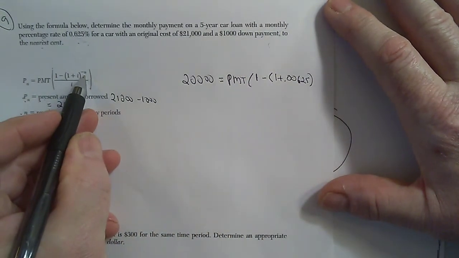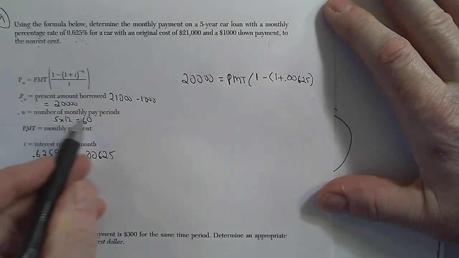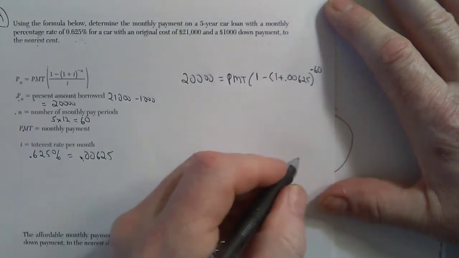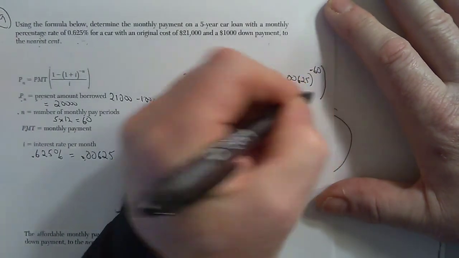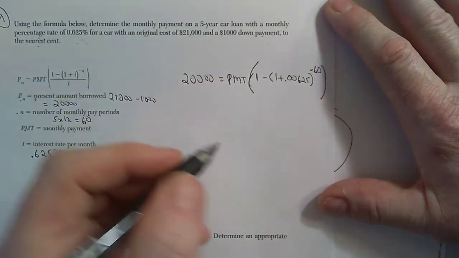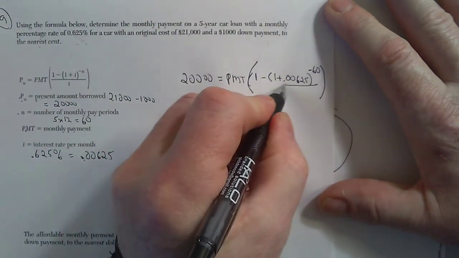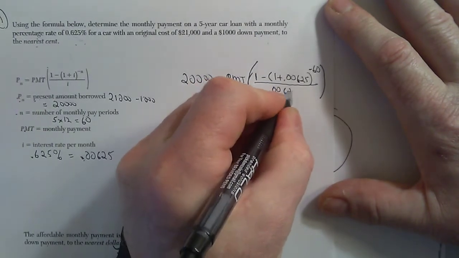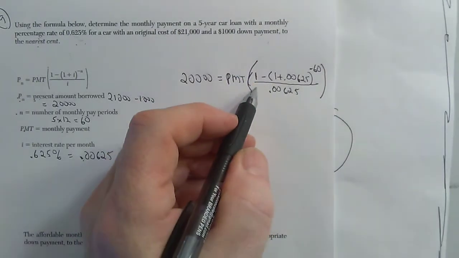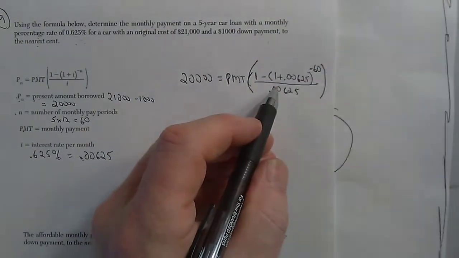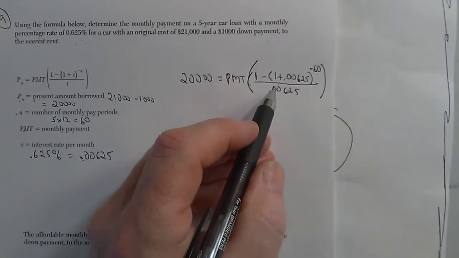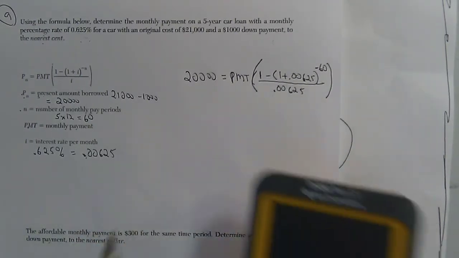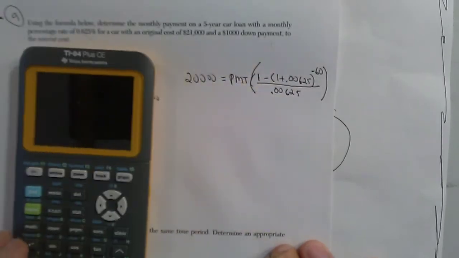Raised to the negative n, monthly payments, negative 60. All of this is going to be multiplied by the payment with the interest rate as a decimal on the bottom. Like I said, this formula is derived from the exponential theory that we've been working with. All of this is just a number. There's no variables left in there. So I'm going to figure out what that number is.